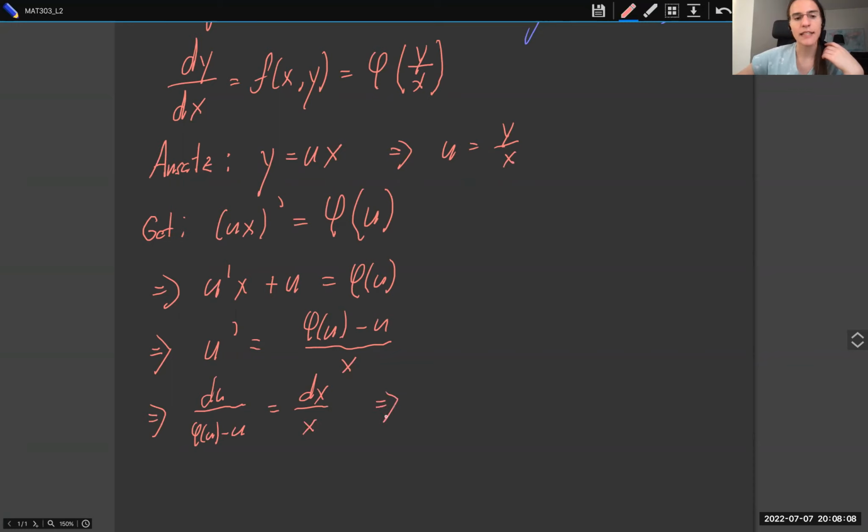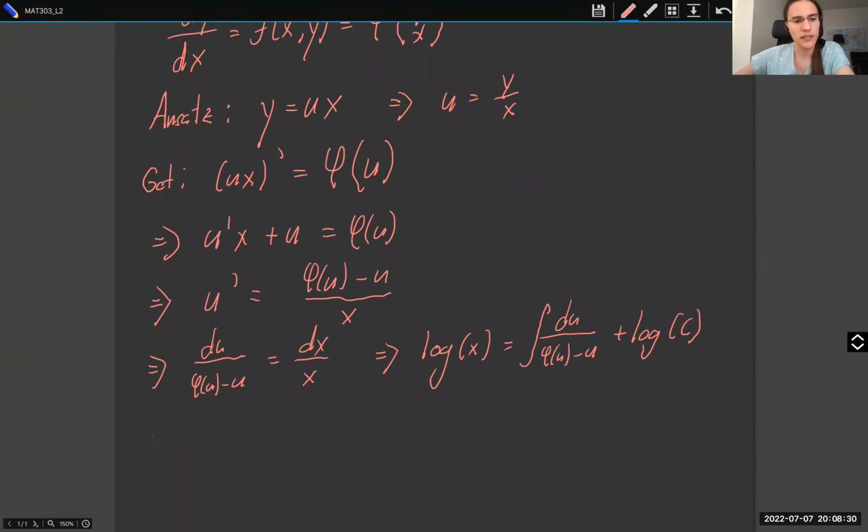And so what we get from that is that the logarithm of x is equal to the integral of du over (phi of u minus u). And then I'm going to add in the constant, and I'm going to call this log c. And so as a result, x is equal to c times e to the integral of du over (phi of u minus u).